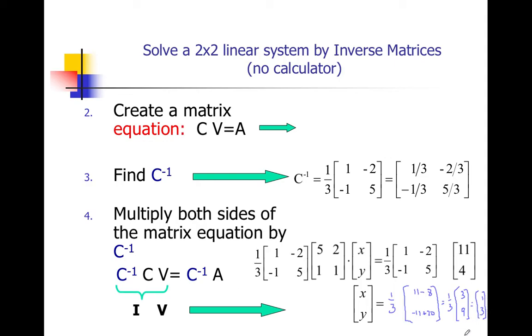Remember, you can't leave your answer like that. You need to take this matrix answer, you used inverse matrices, but you came from algebra. So you need to put your answer back in algebra form and turn this into 1, 3, a point of intersection.